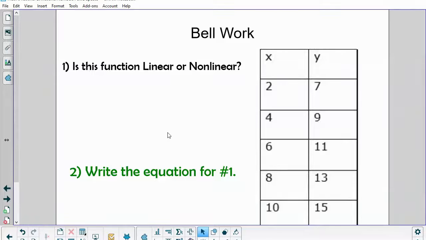Today we're going to start out with a couple of Bellwork problems, and then we're going to do a continuation of the investigation into rational and irrational numbers that we started in our last lesson.